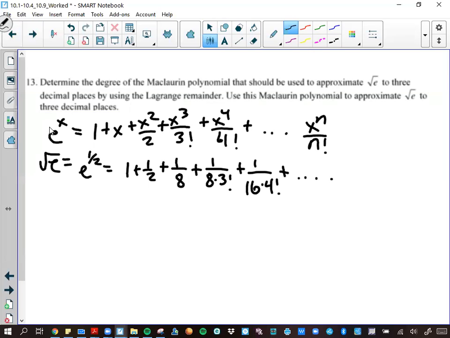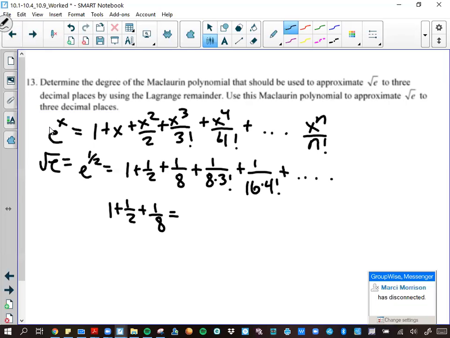Well, if we do the first 3 terms, 1 plus 1/2 plus 1 over 8, what does that give us? Well, it's 1.5 plus 1 over 8. Hannah, calculate it. Okay, 1.65. Isn't that what I said? Yeah, that's exactly what I said. Okay, so that's the first 3 terms.